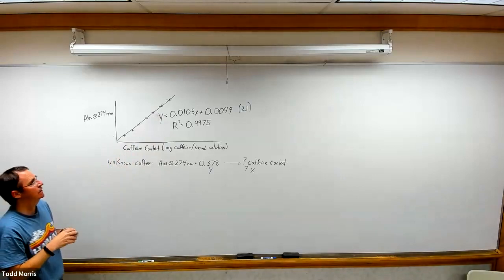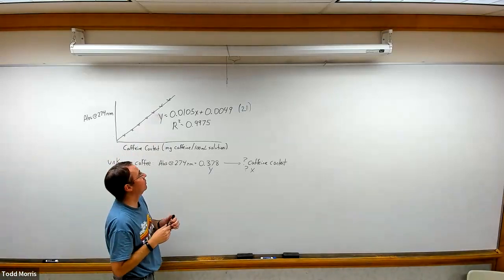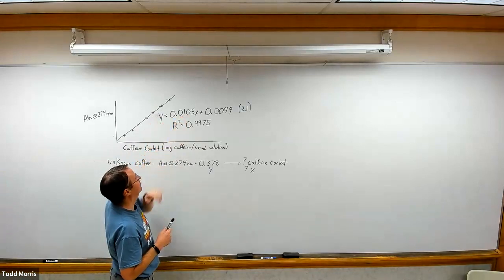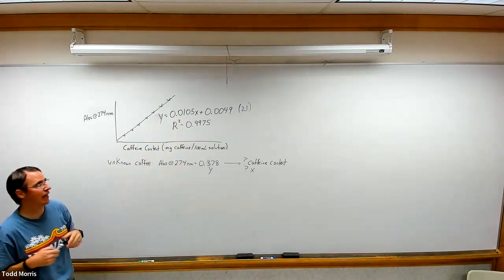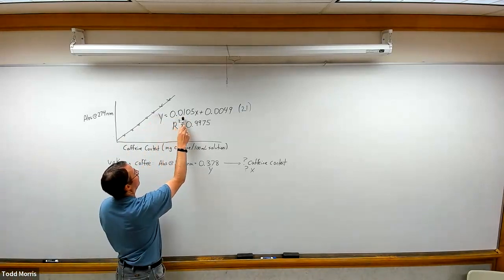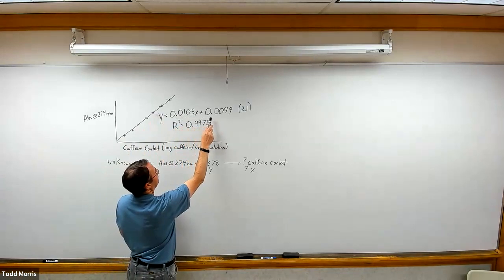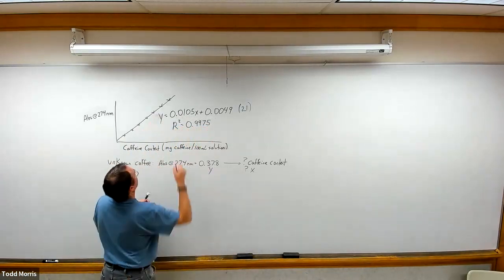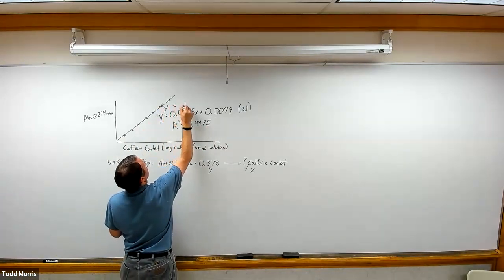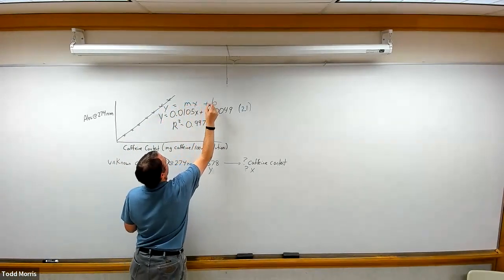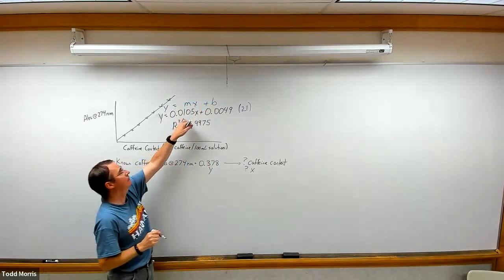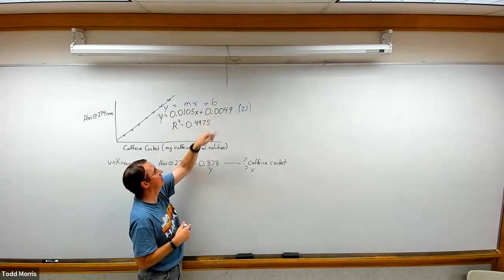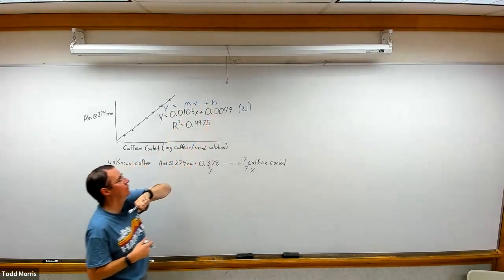linear relationship. So with Excel or some other spreadsheet program, we can use the program to come up with the equation for this linear trend line. Y equals 0.0105x plus 0.0049. This is the form of equation for a line. Y equals mx plus b, where m, in this case 0.0105, is our slope, and b is the y-intercept, 0.0049.